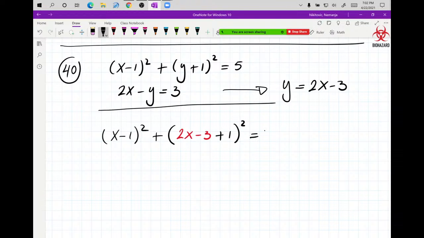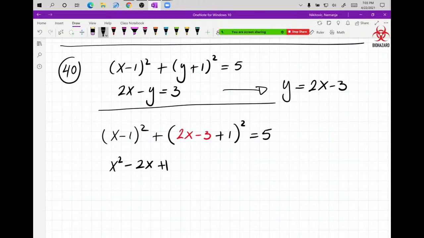That's another place where your grade dies. You forget for some reason to just copy this plus 1. You go immediately, close the parenthesis, put the square. That's another very common mistake. So copy that plus 1. So now we have to square these. That's going to be x squared minus 2x plus 1.